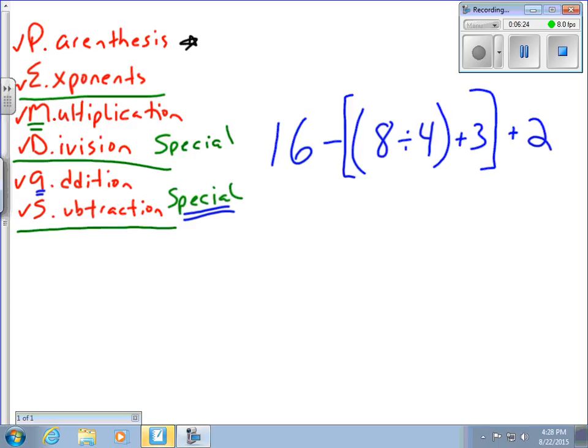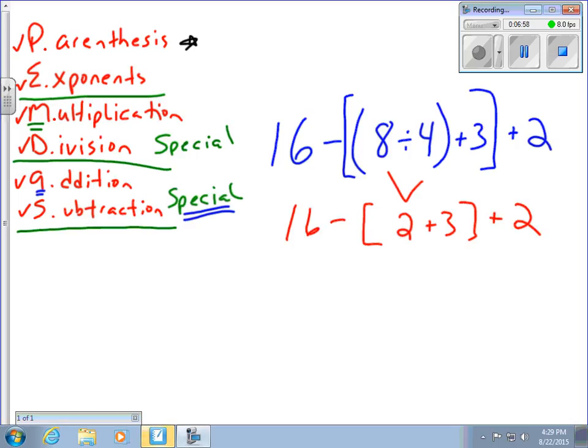All right, now we have a little bit of a different problem, and as you can see, I replaced the second set of parentheses with a bracket. We still will treat them the same way. So I have 16 minus first bracket, parentheses 8 divided by 4, end of parentheses, plus 3, second bracket, plus 2. So we want to work once again inside out with the parentheses since there's two sets here. And I'm going to do 8 divided by 4, which is 2. I'll have my bracket plus 3 bracket, 16 minus, and then plus 2.